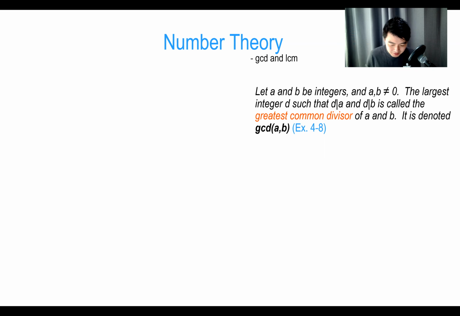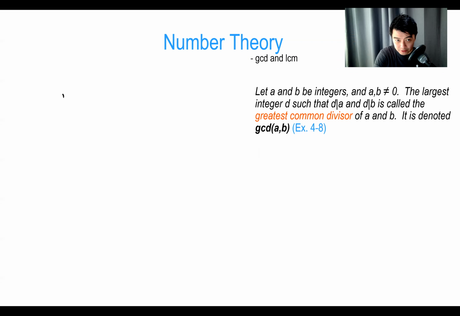in math before. So let's just officially define it once again, according to the notation that we have. Let A and B be integers, and A and B cannot be zero. The largest integer d such that d divides A and d divides B is called the greatest common divisor. So it must be common. The divisor must be common to both A and B, and it must be the greatest of the two.